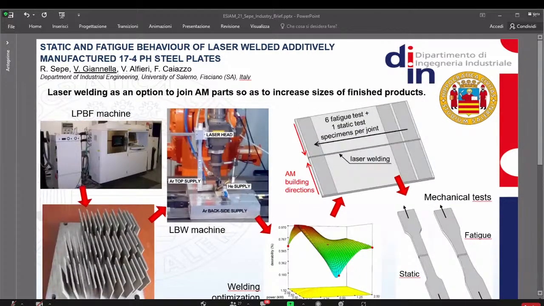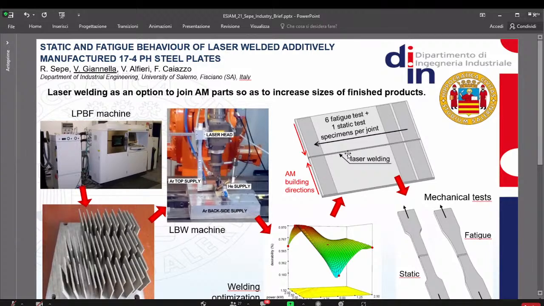The basic idea is that we could use the nowadays existing joining technologies to join additively manufactured parts so as to increase the size of the products. First of all, we manufactured a lot of plates through a laser powder bed fusion machine, and then we joined these plates through laser beam welding, with a welding head moved by an industrial robot. Then we optimized the welding parameters so as to guarantee the lowest possible amount of imperfections, so pores, voids, whatever could affect our weldments.